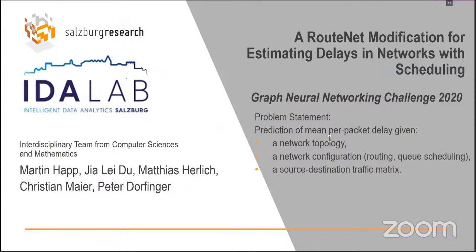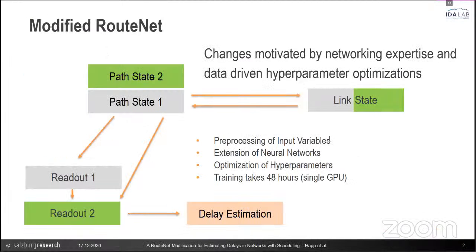My name is Martin Happ from Salzburg Research and IDLab Salzburg. In the context of the Graph Neural Network Challenge, it was asked to predict the mean per packet delay for different networks. The networks can vary in terms of the topology and in terms of the network configuration, like routing and queue scheduling. For a simpler problem without queue scheduling, there's already a published solution called RouteNet, which was developed by the hosts of the challenge. We could either modify this RouteNet or develop a completely new approach, and we decided to modify the RouteNet.